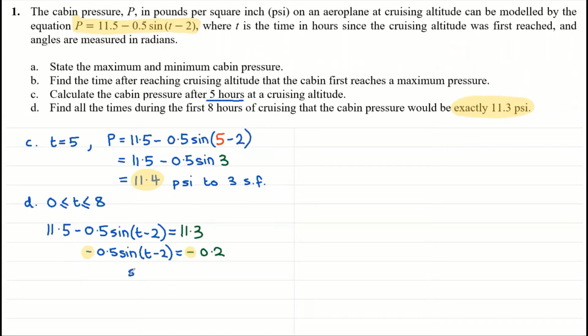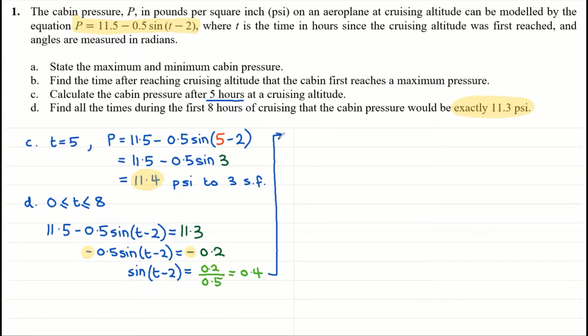So we're going to have sine of t subtract 2 equal to, and I'll put this step in because it is important, 0.2 divided by 0.5. You'll notice that will simplify to 2/5, or, if you prefer, 0.4. So this is the equation we're going to have to solve. I'll move up to the other side so we have a bit more space.